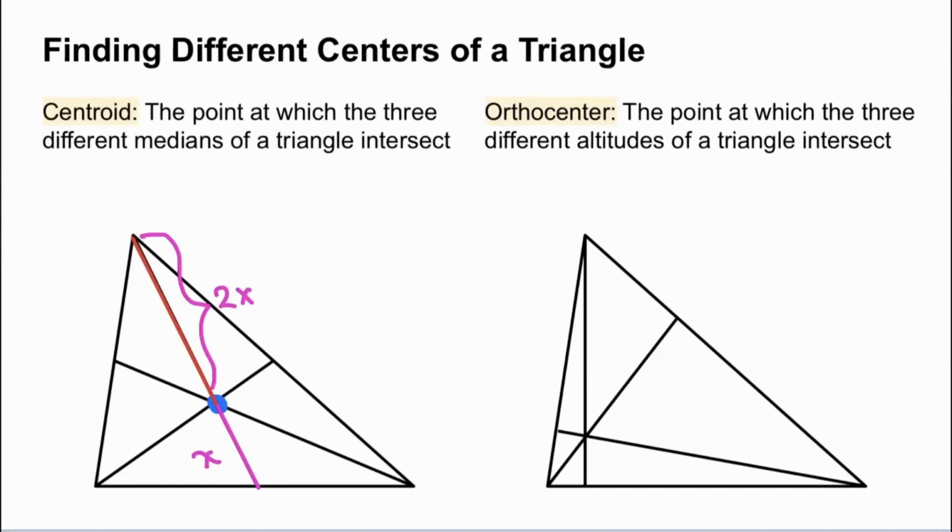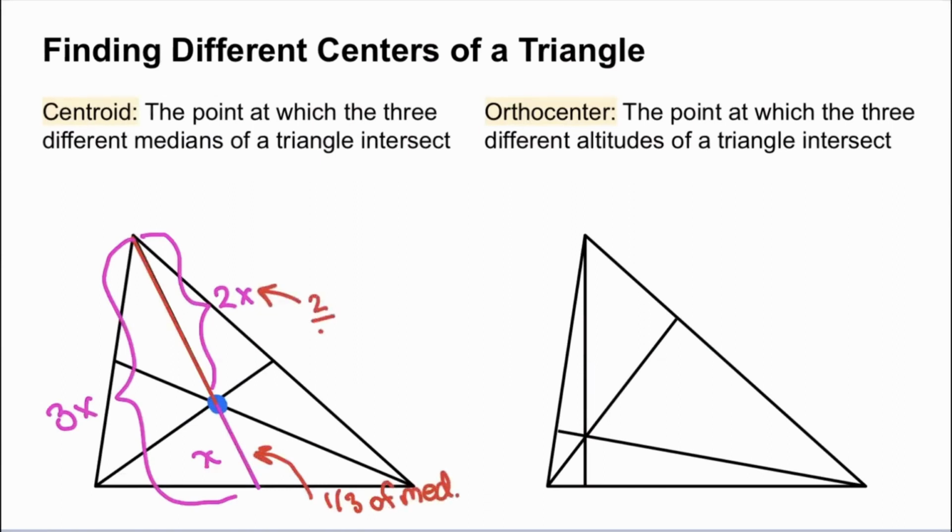And if you want to look at how they stand in reference to the whole median, this whole median is made up of an x and a 2x. So it's going to have an overall measure of 3x. So this guy right here is 1/3 of the median, and this guy right here is 2/3 of the median, if you want to look at it like that.